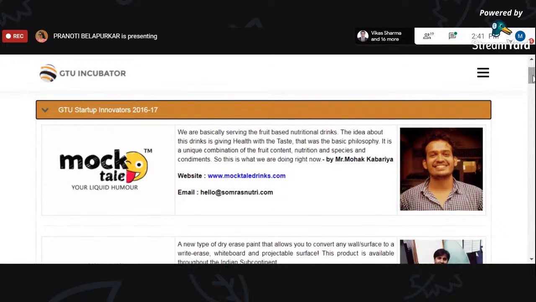See, this is a startup which is a mocktail. The name says it's mocktail, your liquid humor. They serve fruit-based nutritional drinks. The idea was to give healthy and tasty nutrition-based drink. And it is very, very simple. They create a combination of fruit content, nutrients and spices and condiments.